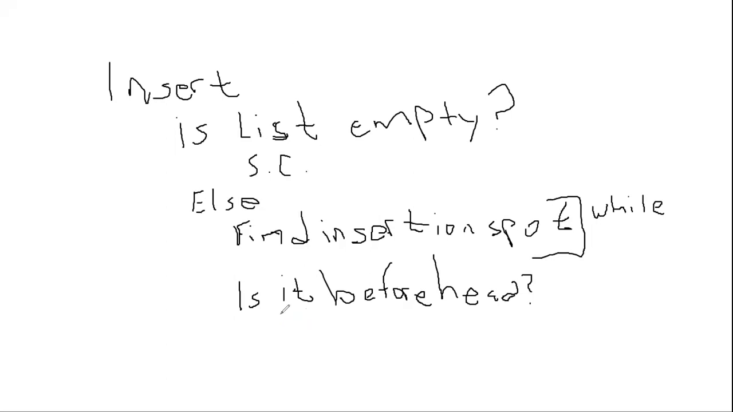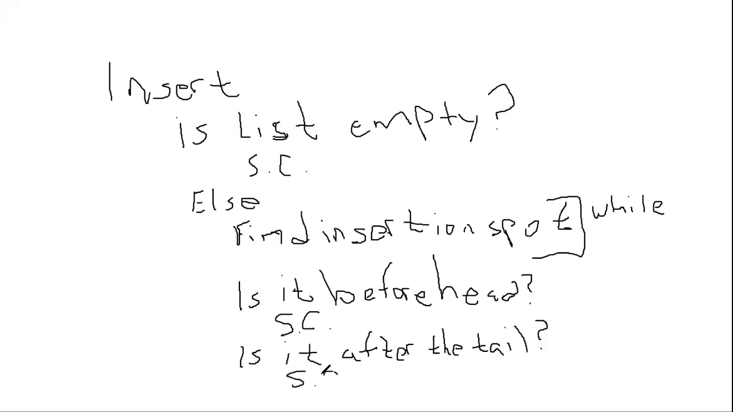Let me do this way. So is it before the head? That's a special case. Is it after the tail, or the end of the list? We don't have a tail pointer. So is it after the tail? That's a special case. Okay. If we get to this point, it's a normal case insertion. Okay. So that's our algorithm.